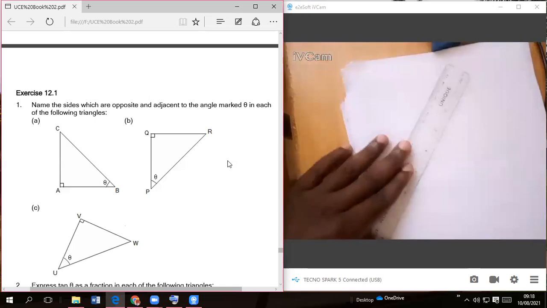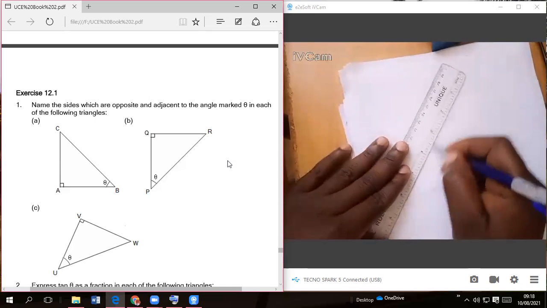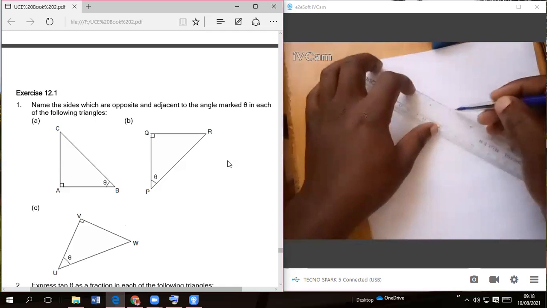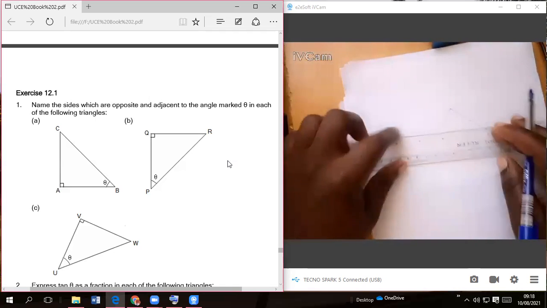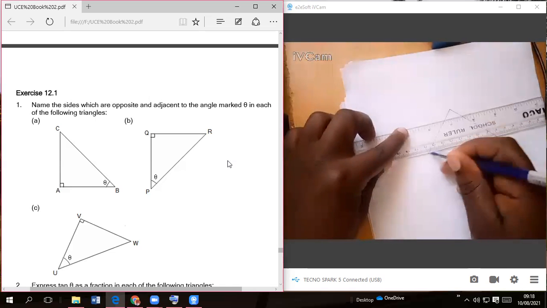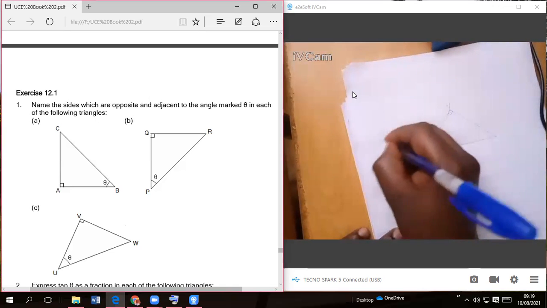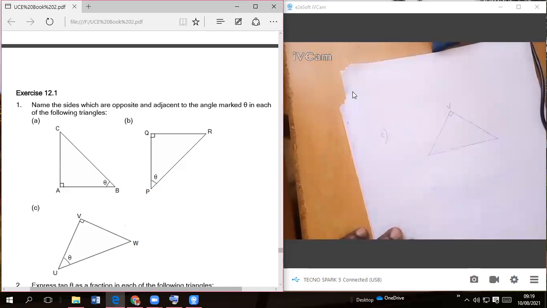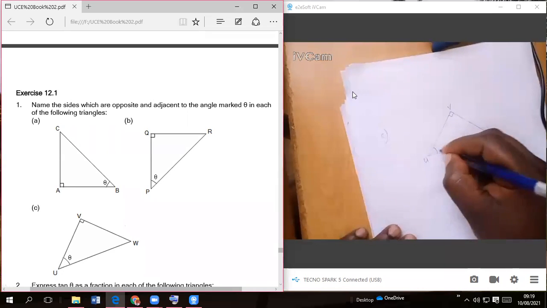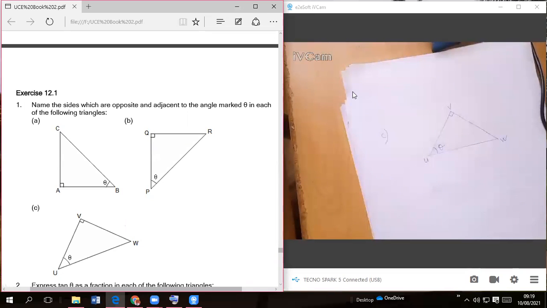So if I may draw how part C looks. This is where the angle is. This is V, this is U, and this is W. So the angle theta is here.